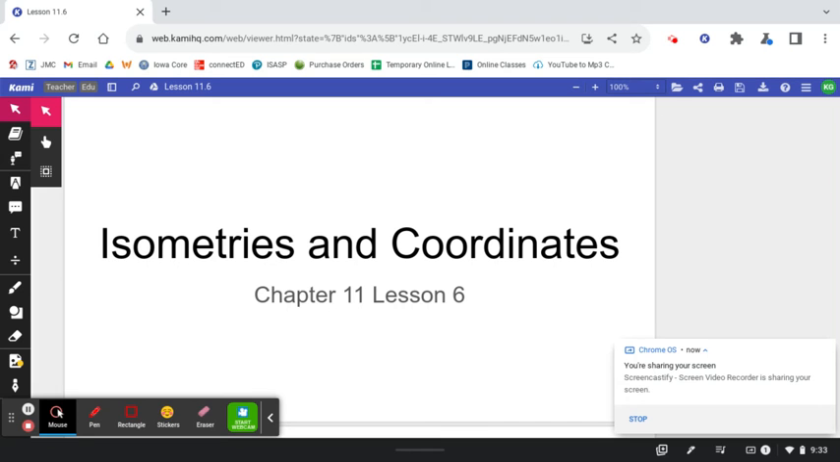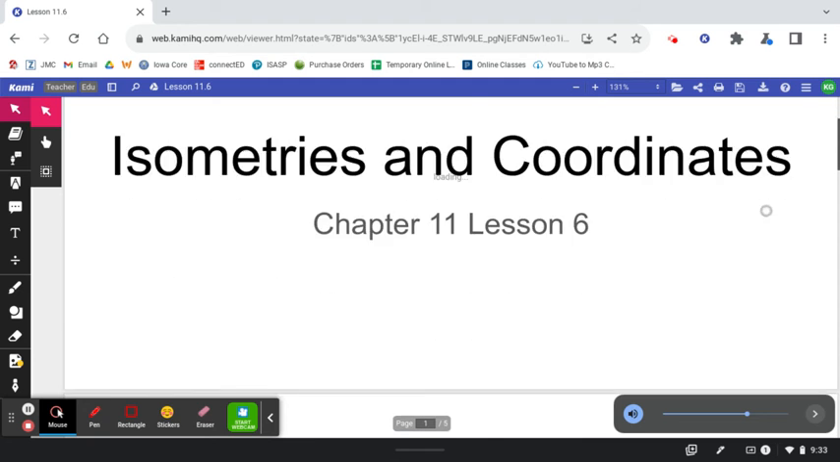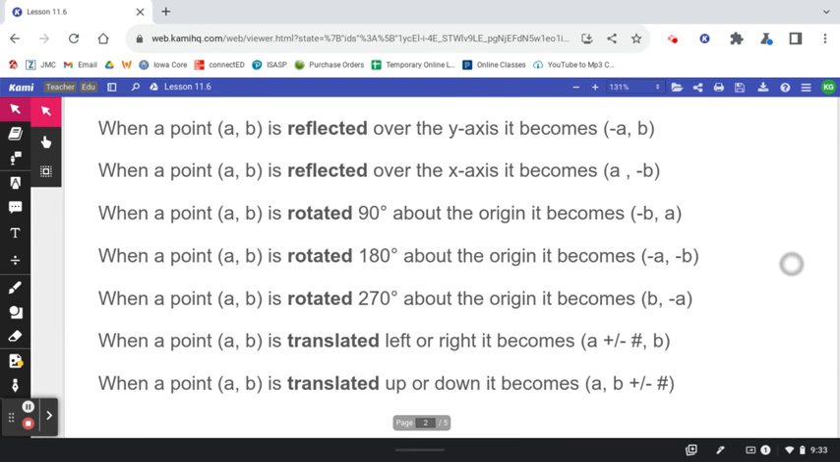Chapter 11, Lesson 6, Isometries and Coordinates. Okay, go ahead and pause here and take these notes.